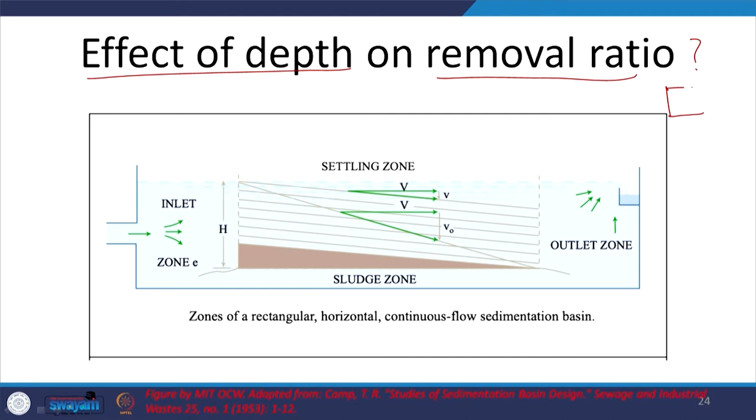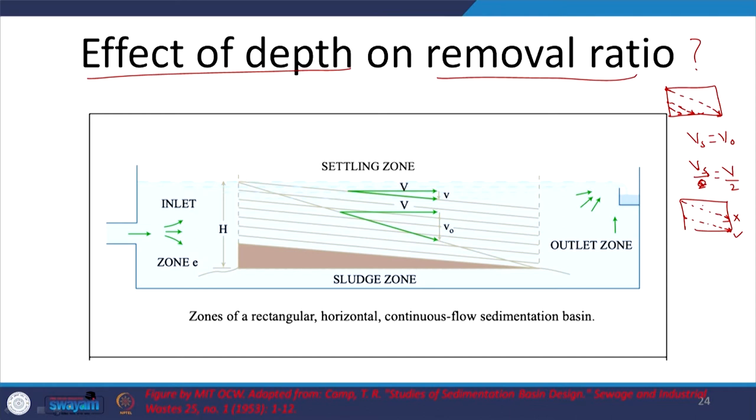So we have this basin, and let's say this is the relevant V naught, and if Vs is just equal to V naught, it will just be removed if it is coming at the topmost location. But if it's coming at a location lower than the top, when Vs equals V naught, obviously that particle will be removed. But what about the case when the Vs is, let's say, half of V naught? What is that going to be the case? In that context, if the particle again is coming in at the top, it's going to get out here, so it's not going to be removed. But if it's coming in at h/2, then I guess you are going to have removal, yes. So you are going to have fractional removal. So let's look at this effect of depth on removal ratio.